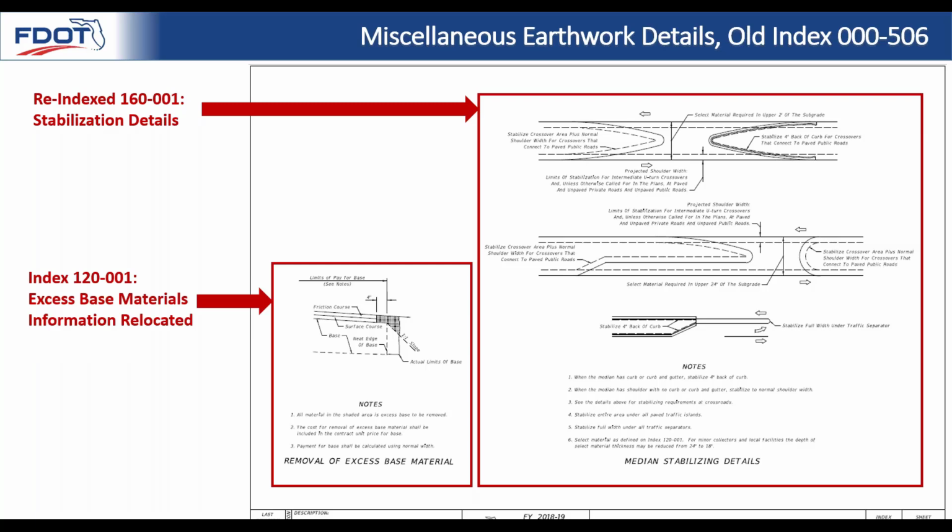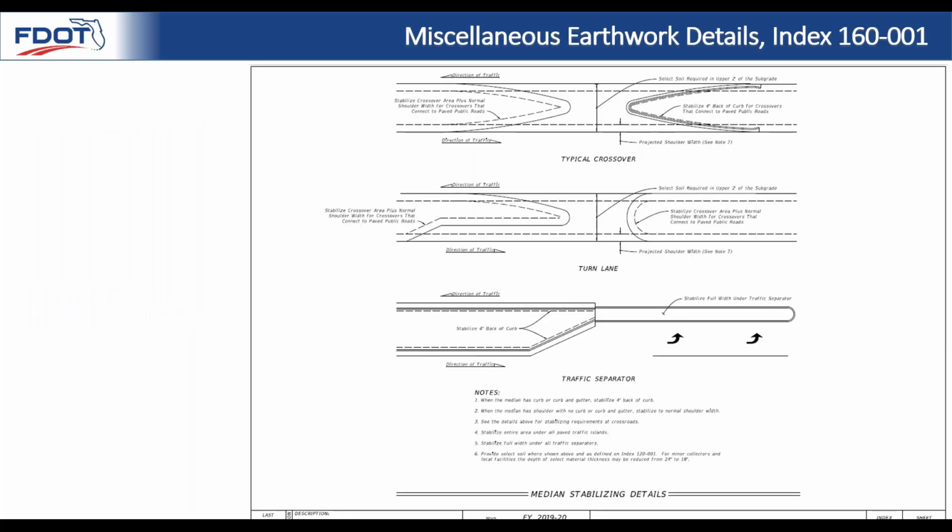And then there was one detail on this index dealing with excess base material removal, and it was previously referenced within index 120-001, and since it kind of deals with embankment use around the roadbed, it made a good fit to relocate that information within that index. So here's just a quick look at index 160. Again, the majority of those details had to do with stabilization, so it made a good fit to re-index it to match with specification 160.